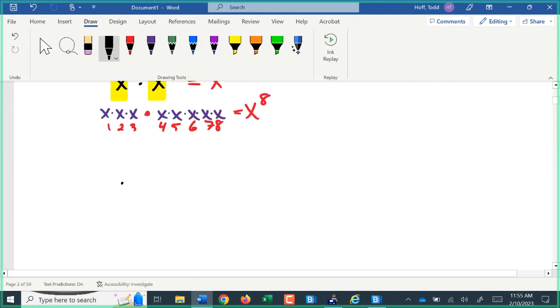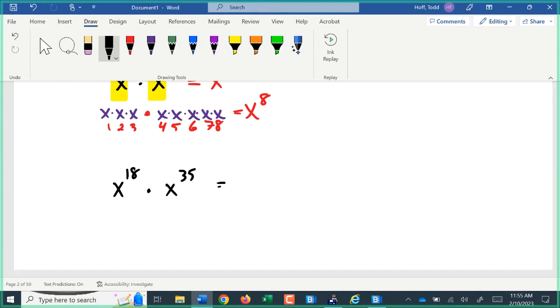So if I have x to the 18th times x to the 35th, that's just going to be x to the power of 18 plus 35, which is 53. So x to the power of 53.